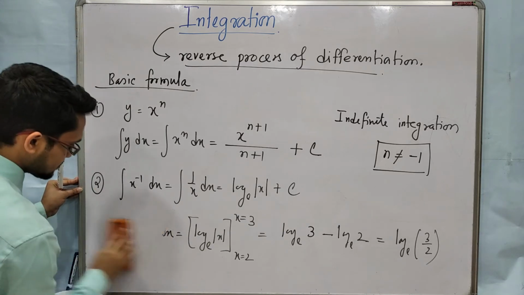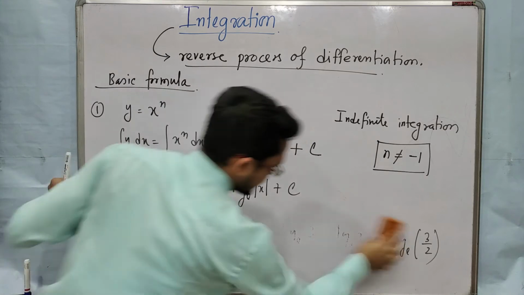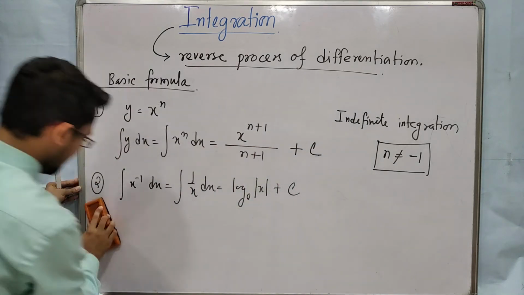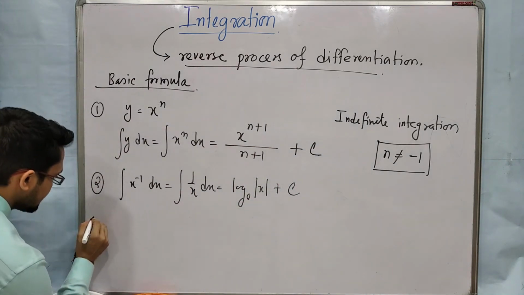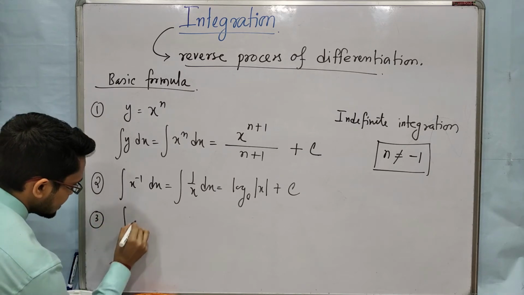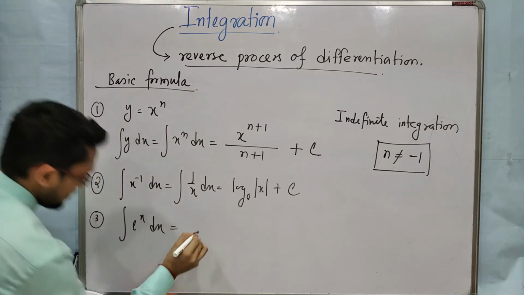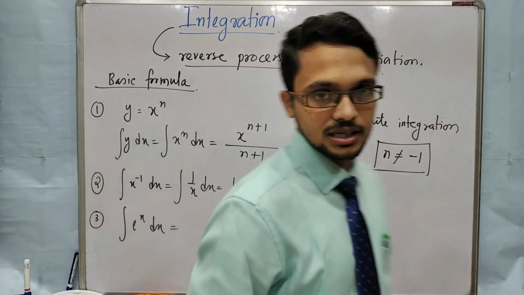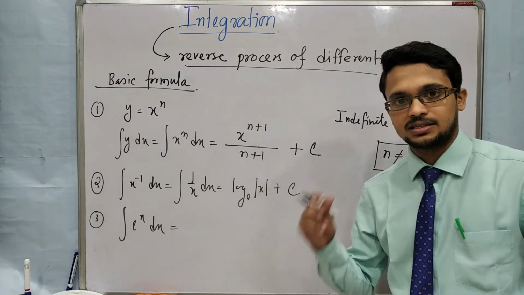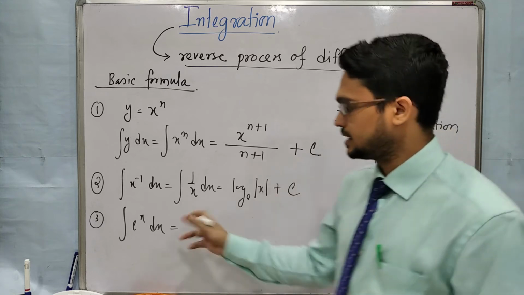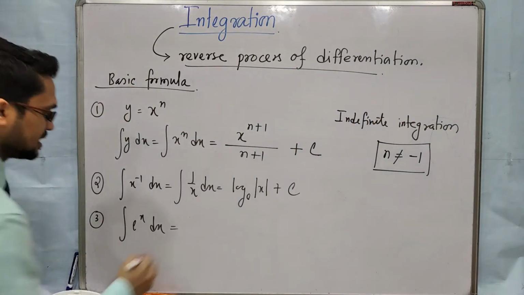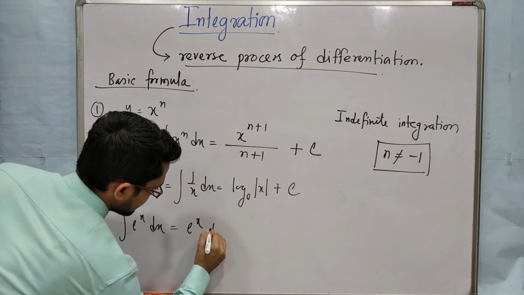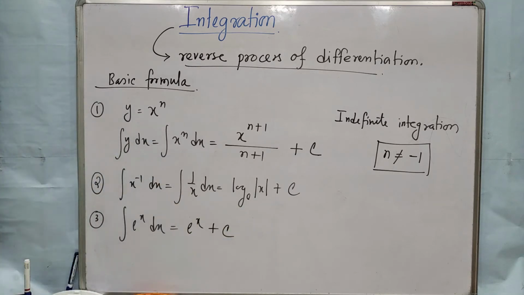Third one is e to the power x, exponents. Third one, integration e to the power x dx. What was the differentiation formula of the exponential function e to the power x? Differentiation was e to the power x, so integration will also be e to the power x, so e to the power x plus c. Okay, e to the power x plus c.